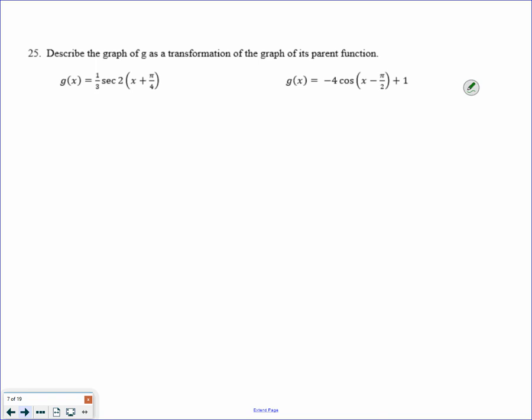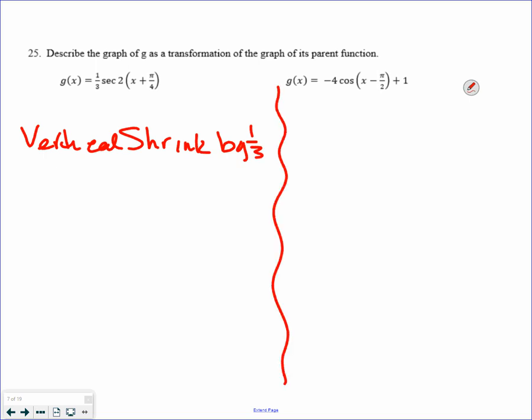Next, describing the graph. Okay, now this is where you're using your vocabulary. If there's a negative sign out in front, we're talking about reflection on the x-axis. A number out in front, you're talking about a vertical stretch or vertical shrink. A number multiplied in the parentheses, you're talking about a horizontal stretch or shrink. Translations left or right, and then outside translations up or down. So the first one here is a vertical shrink by 1/3.